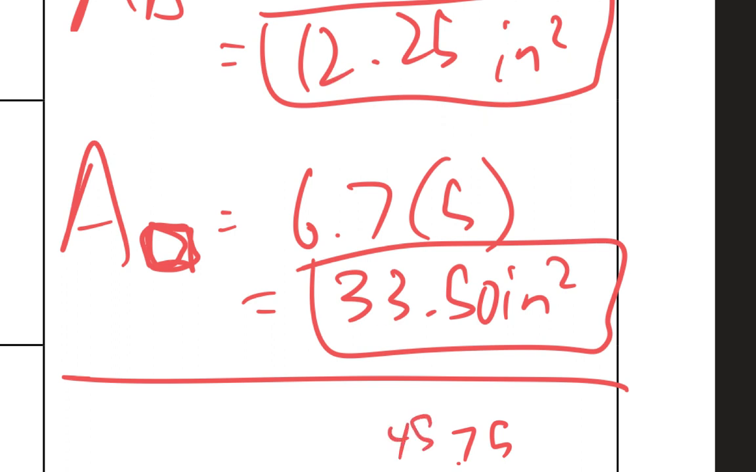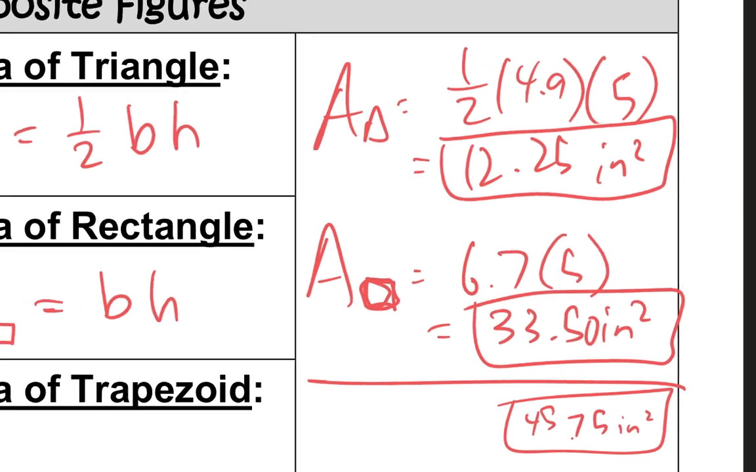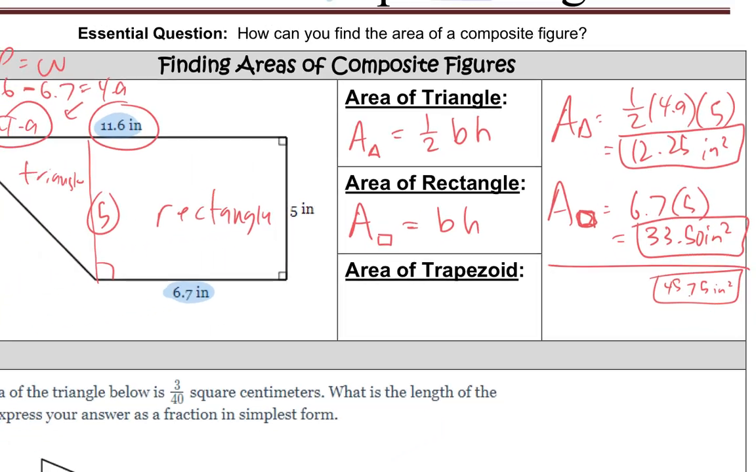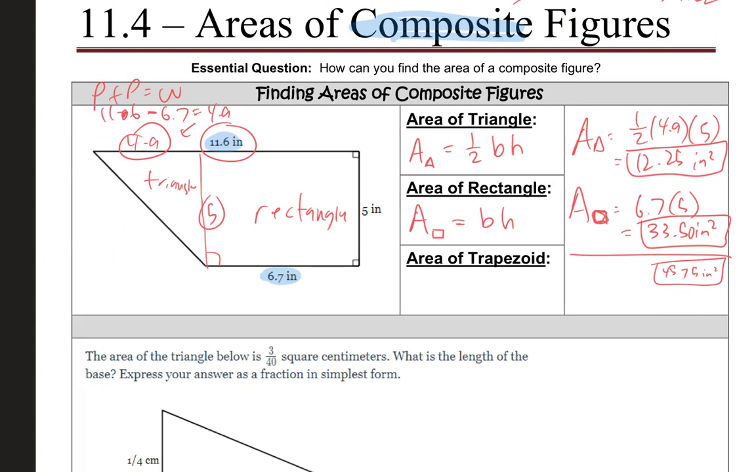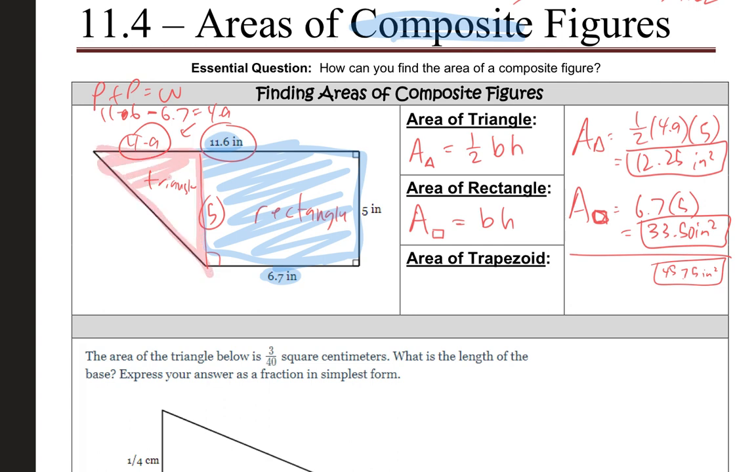And then we bring down the 4. So that's what our total area is, right? It's going to be 45.75. Okay, now that we know that, what we do is experiment to break this down into two separate parts, right? We know that we have a rectangle right over there, and then we have a triangle right over there. So if we do that, then we can find the area of the whole thing.